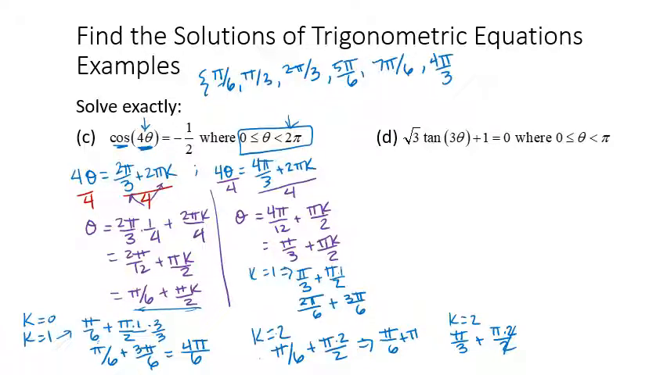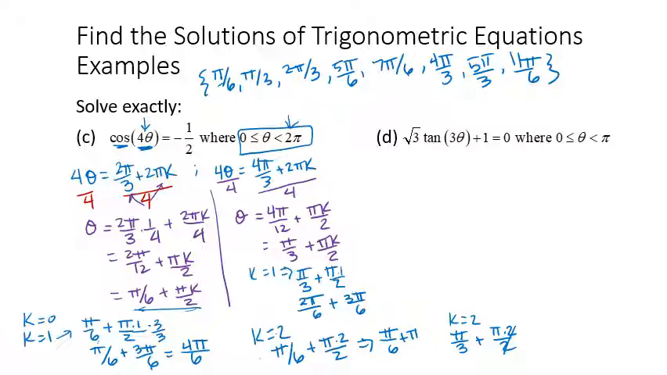So hopefully you guys get the gist. You keep on doing this. When we let k equal 3, you end up getting a few more answers, which gives us 5 pi over 3 and 11 pi over 6. Okay, and then after that, we end up getting outside of this 2 pi range. So that's how you do this.